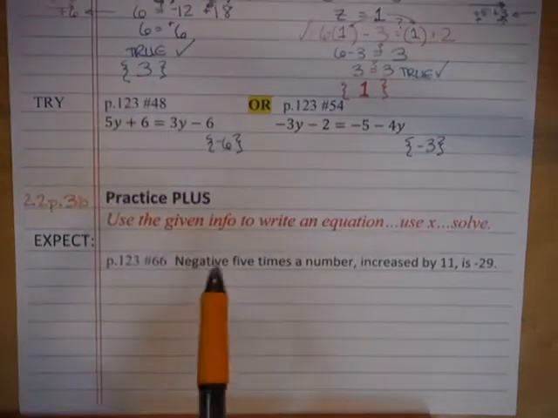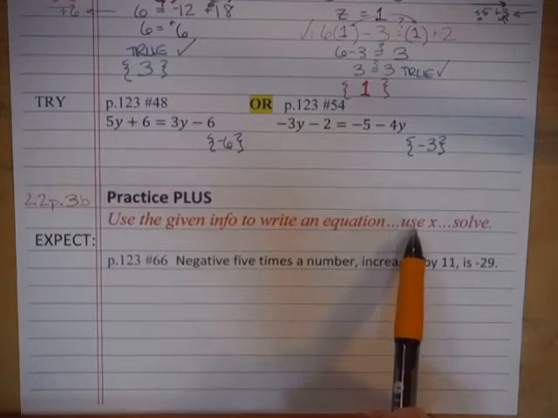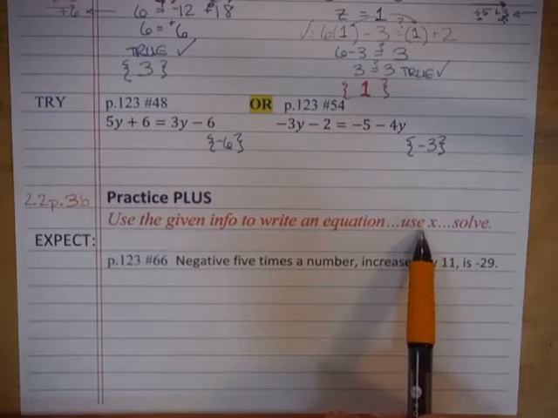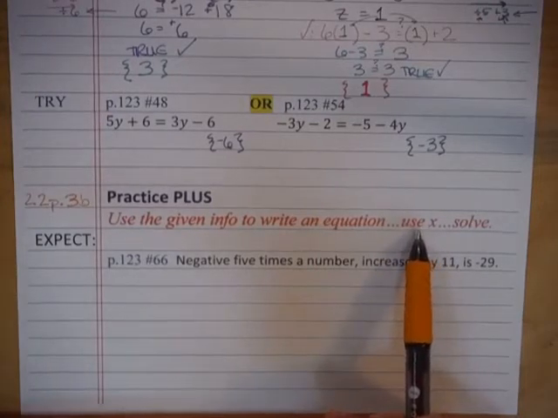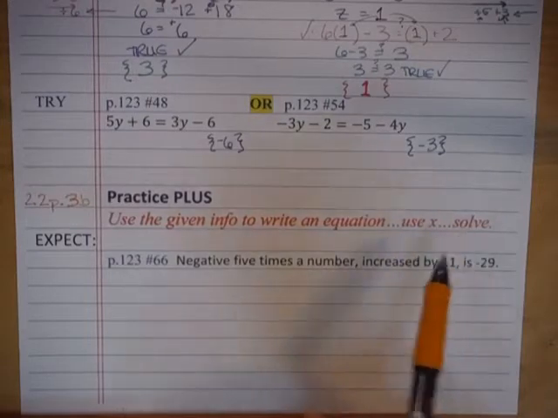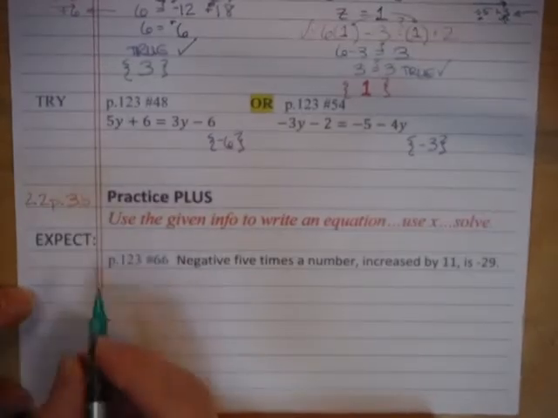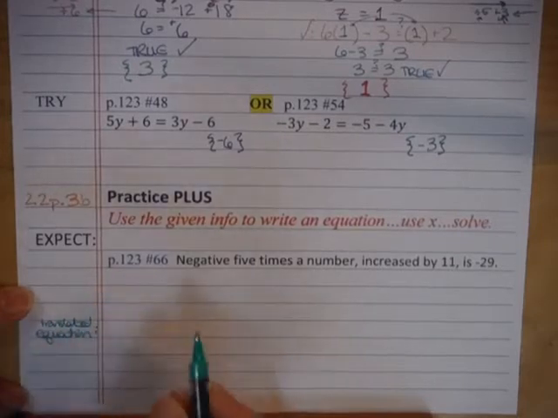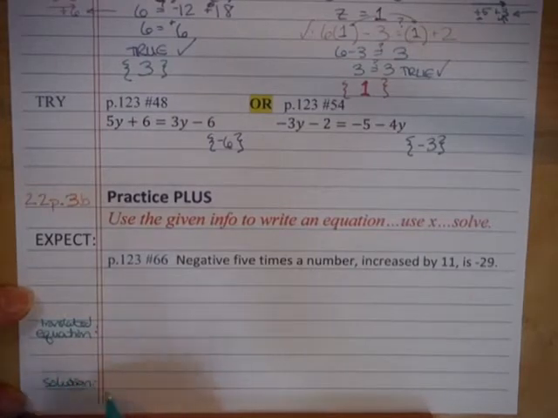Here's the instructions. Use the given info to write an equation. They continue to describe it. Then they recommend that we use x as our variable. I'm saying you can use any of your favorite letters. That doesn't matter to me, but they're just reminding you that there's going to be a variable involved. And then go ahead and solve. So there's two things that we're going to want to have in our answer. One is the actual equation that we translated, our translated equation, and then we're going to have our final solution. What number makes that equation true?